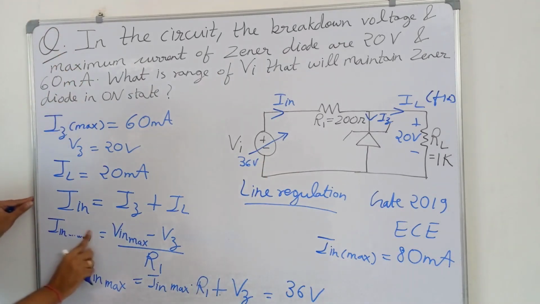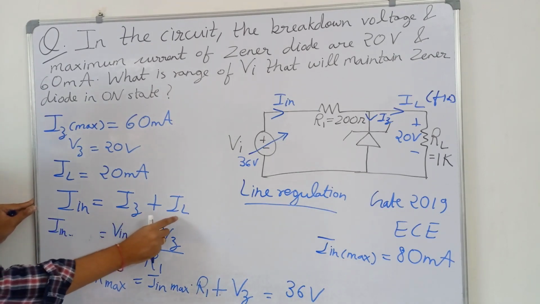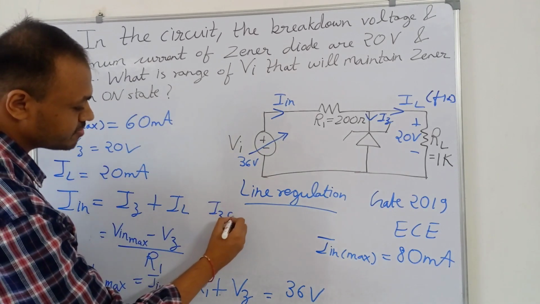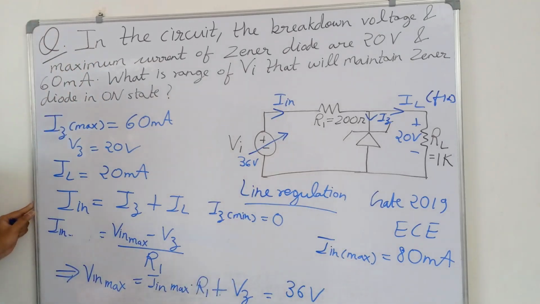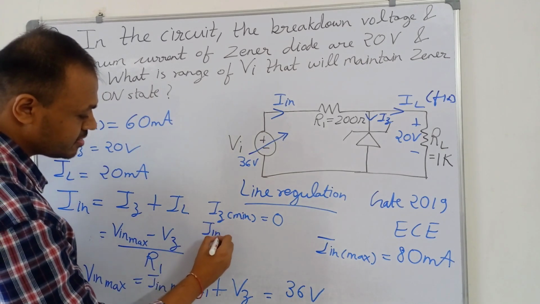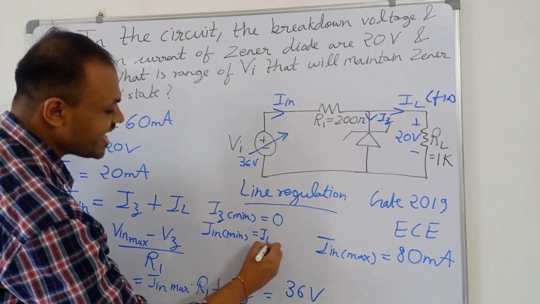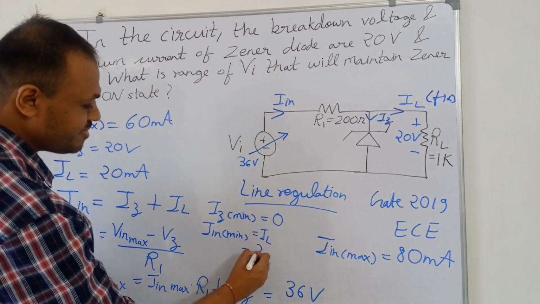Similarly, Iin minimum will be equal to Iz minimum plus IL, and Iz minimum will be equal to 0, because the minimum Zener diode current can be 0. So Iin minimum will be equal to IL. So Iin minimum should be equal to IL for line regulation. So this will be equal to 20 milliampere.